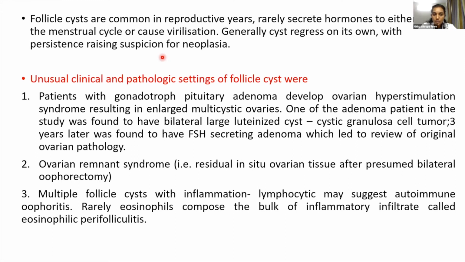The other one is in the ovarian reproductive years, like ovarian remnant syndrome, that is residual in situ ovarian tissue after presumed bilateral oophorectomy. Then multiple follicle cysts with inflammation such as lymphocytic may suggest autoimmune oophoritis. One of the cases showed eosinophils in the inflammatory infiltrate, known as eosinophilic perifolliculitis.